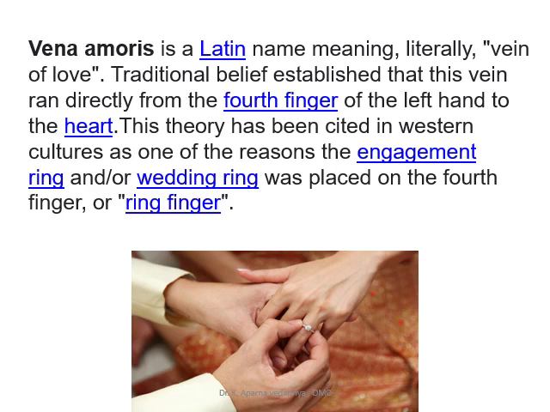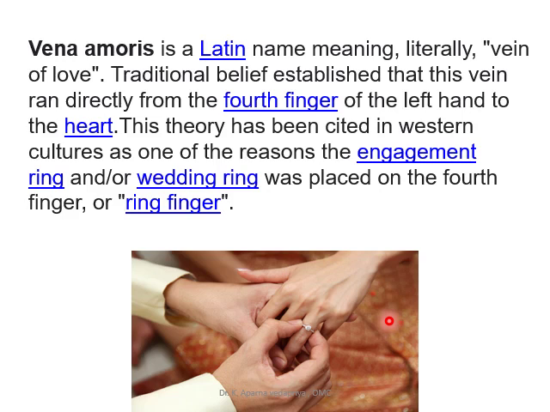So in a lighter vein, there is something like vena amoris, which means a vein of love. So in Greek, there is a traditional belief that the vein from the fourth finger, that is the ring finger of the left hand, directly goes to the heart. So there is a direct connection. That's how it is believed by the Greeks.